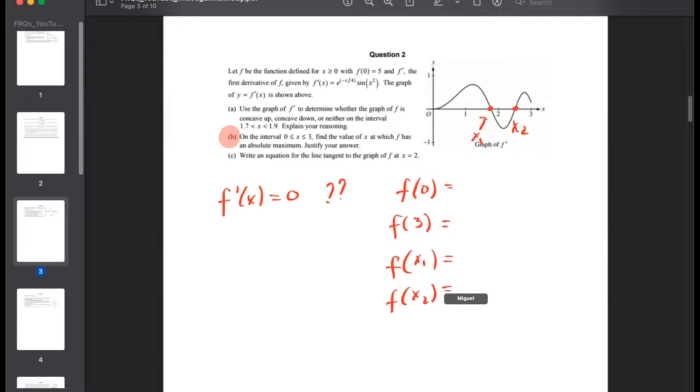So the very first step is we need to find where the derivative is equal to 0. Luckily for us, we have the equation that's given to us on top. They give us that f prime is equal to e to the power of negative x over 4 times sine x squared. So we're going to go ahead and set this equation equal to 0.